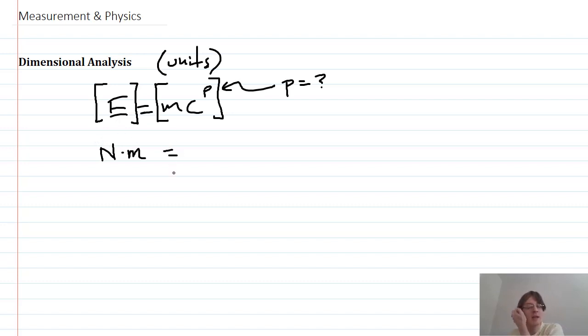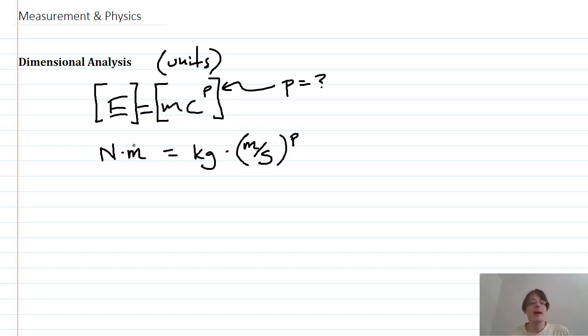Okay, on the right side, it is mass, that's kilograms, multiplied by c. C is the speed of light to some power. So speed is meters per second, and I don't know what power to raise that to. I'm calling it P.